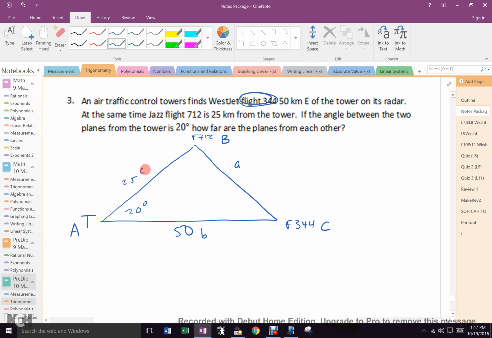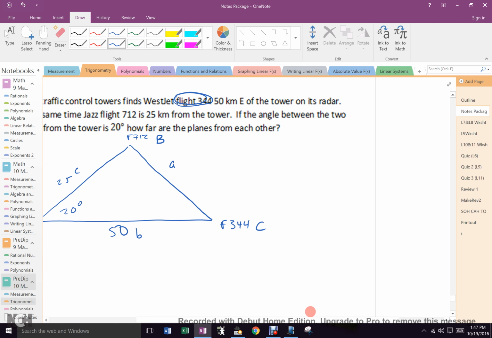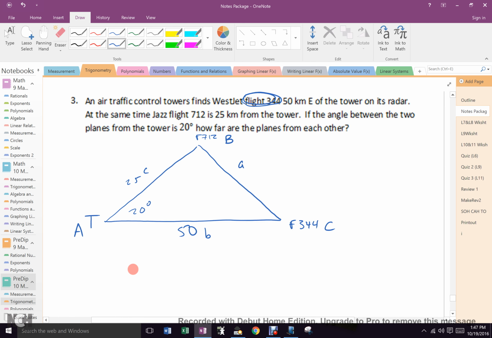Now can you do it? Yep. What are we going to use? Cos law. A squared equals b squared plus c squared minus 2bc cos A. What's b squared? 50 squared plus 25 squared minus 2 times 25 times 50 times cos 20.